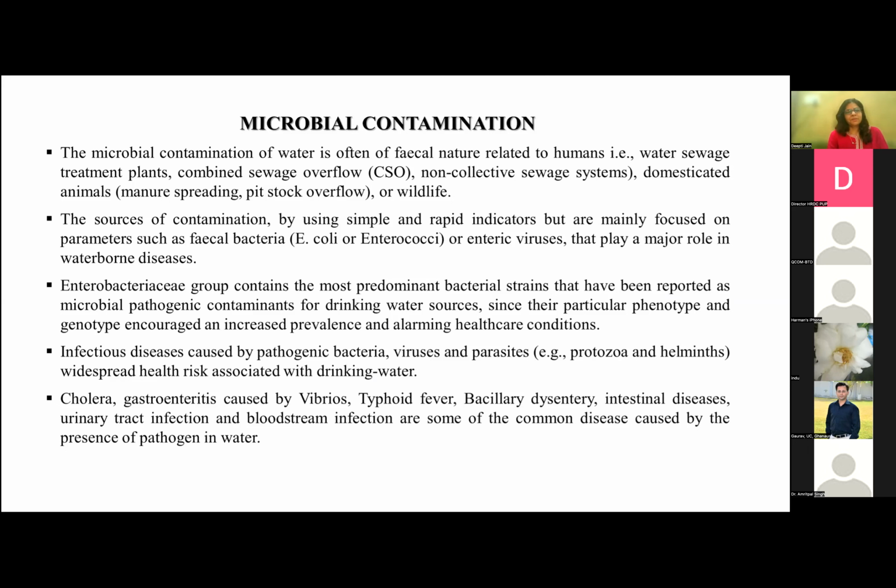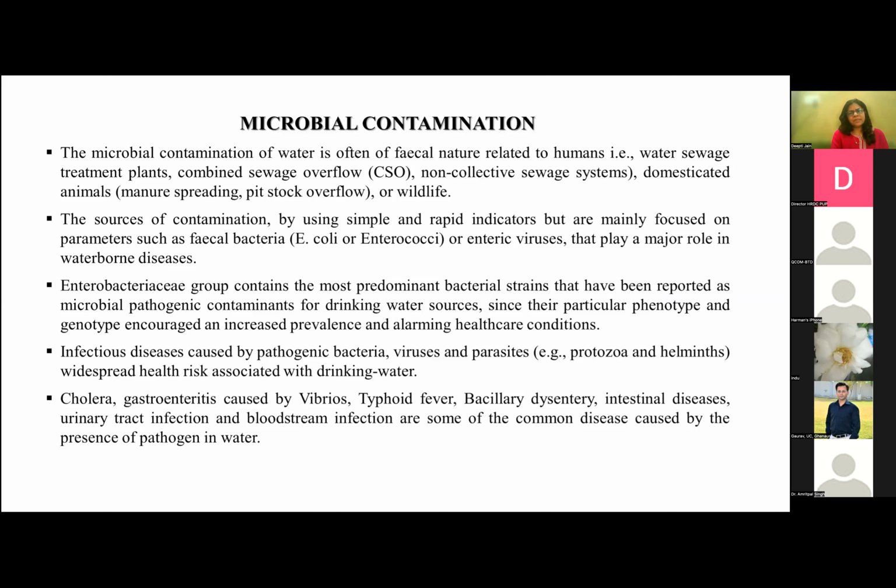Okay, ma'am. Thank you. So the second concern is microbial contamination. The microbial contamination of water is often of fecal nature related to humans, that is, water sewage treatment plants, combined sewage overflow, non-collective sewage systems, or domesticated animals or wildlife. All those things really contribute to microbial contamination in water. The sources of contamination are identified using simple or rapid indicators, mainly focused on parameters such as fecal bacteria, that is E. coli, or enteric viruses that play a major role in waterborne diseases.